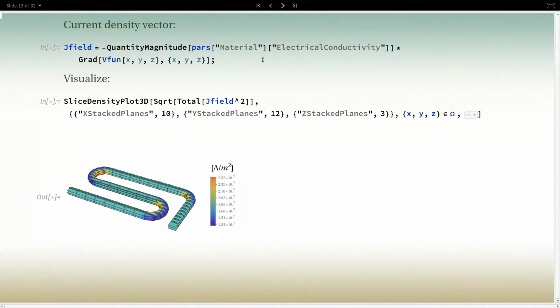Now to compute the current density vector, we extract the electrical conductivity and multiply it with the gradient of the electric potential we just computed, and take the negative of it. A slice density plot of the total, the square root of the electrical density, can then be displayed. And what you see here is that there is more current flowing at the inner bends of the wire than at the outer bends. So that's maybe a bit of a surprising result, but that's what the equations give us.